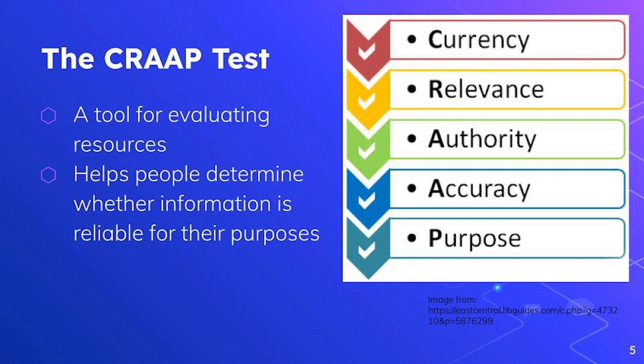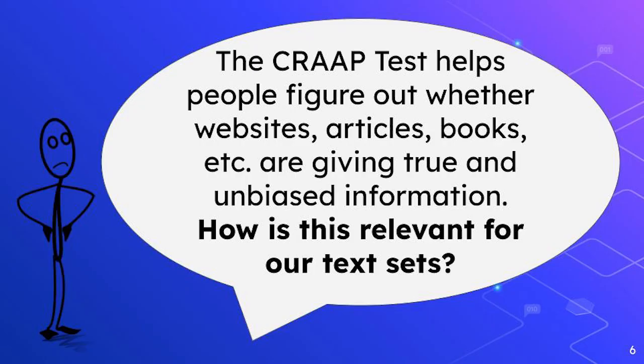So how can you determine which ones will be the best for your text set? We're going to use a library tool that you may be familiar with called the CRAP test. This is a tool used for evaluating whether websites, articles, books are credible and reliable sources of information. Okay, but you might think the CRAP test helps people figure out whether things are giving true and unbiased information. How is this at all relevant for our text sets?